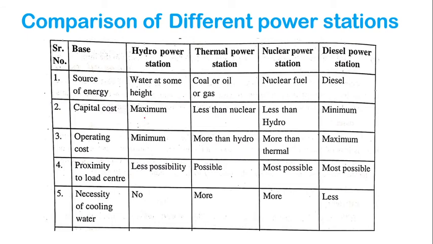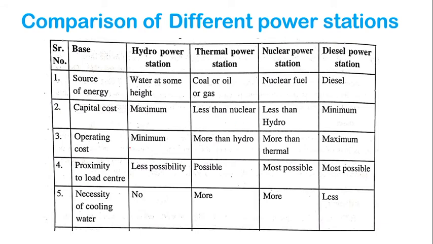Capital cost is maximum in hydro power plant. Then after, it is less in thermal power plant than hydro, and in nuclear power plant it is less than hydro. So the first one is the hydro, second is the nuclear, third is the thermal, and fourth is the diesel.